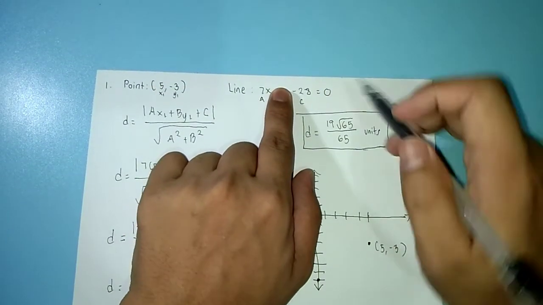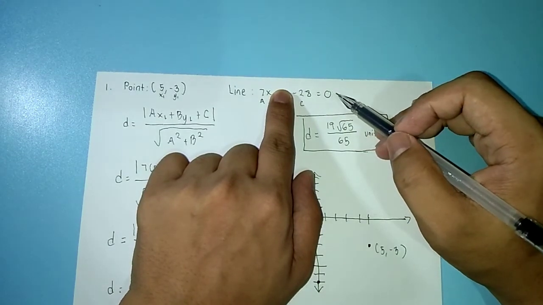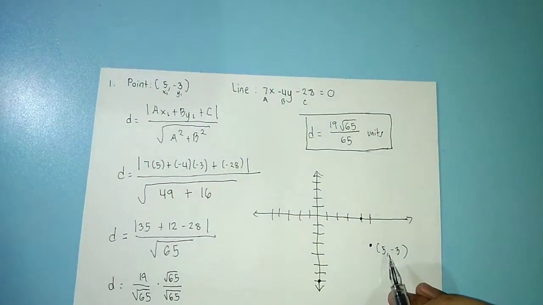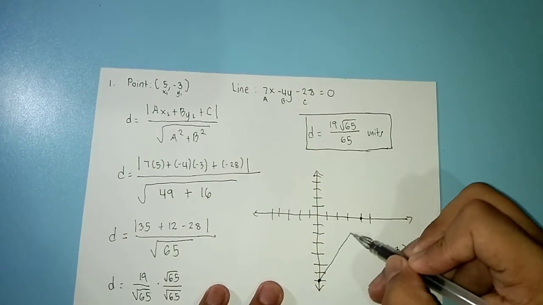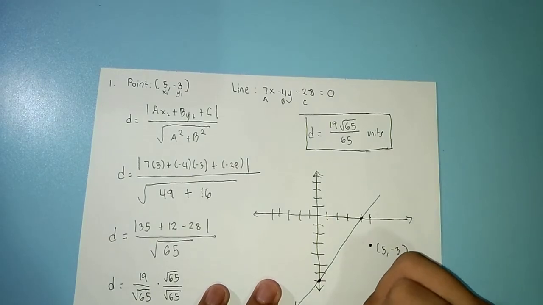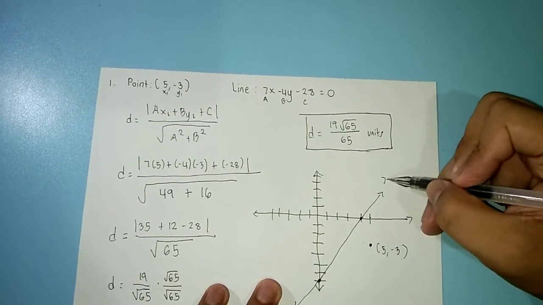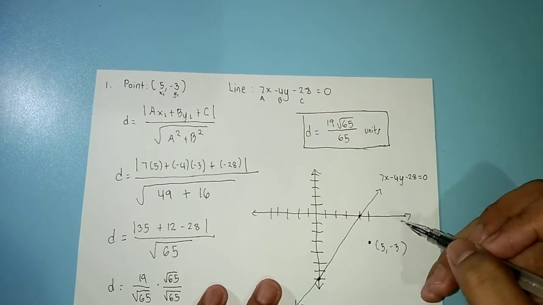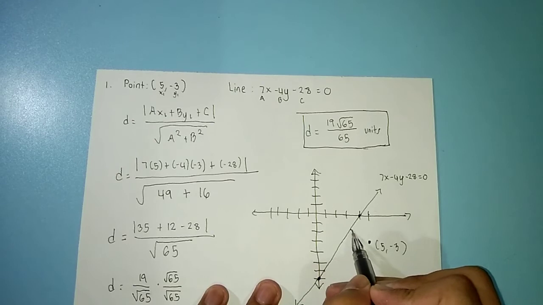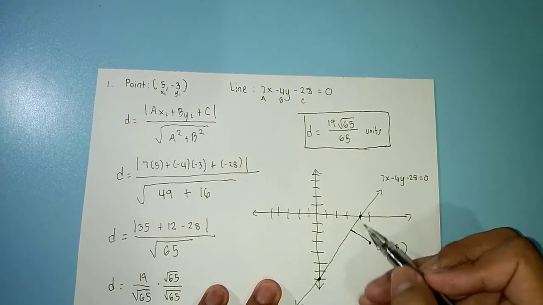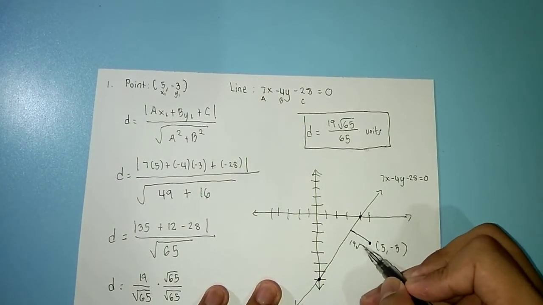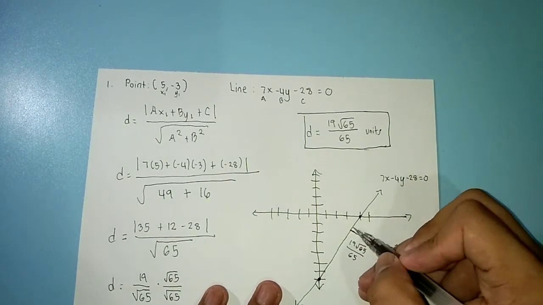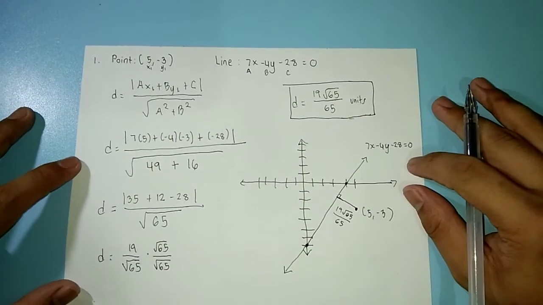Tapos, ito naman, so, magiging x equals positive 4. Positive 4. Okay? Then, connect natin. So, ito yung line na 7x minus 4y minus 28 is equal to 0. Tapos, ang kinuha nating distance ay ito. Yung shortest distance. Okay? 19 square root of 65 over 65. Okay? So, ganyan lang siya kasimple.